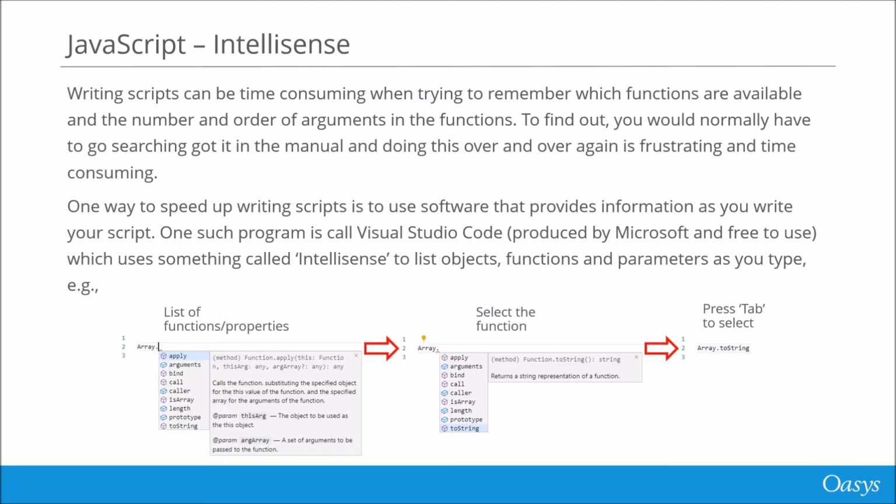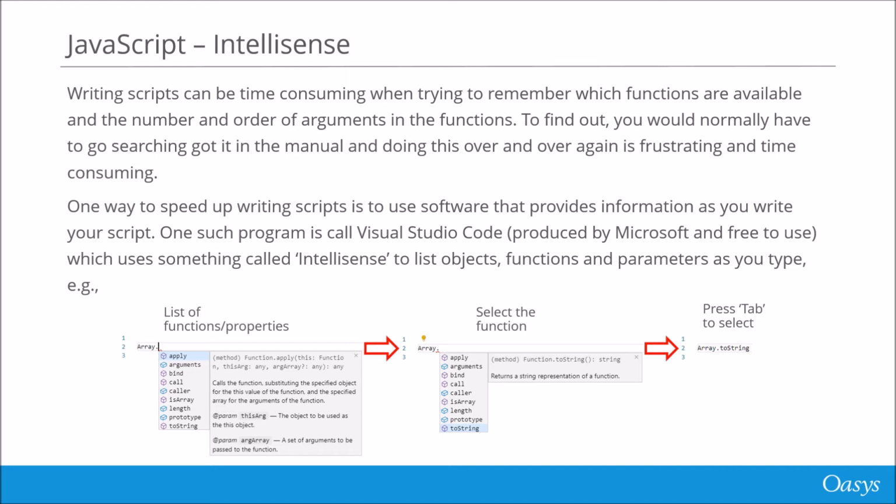So just a note about writing scripts. Writing scripts can be time consuming because you have to refer to the APIs and remember what arguments are applicable to particular functions that you're using. So it can be frustrating to refer back and forth. So one way to speed up the writing of these scripts is to use software that provides information as you write the script. So it gives you information about the functions that are available, what the arguments should be, and so on, directly from within the script.